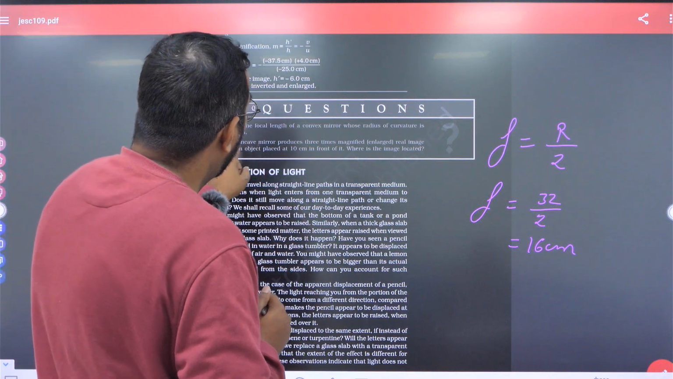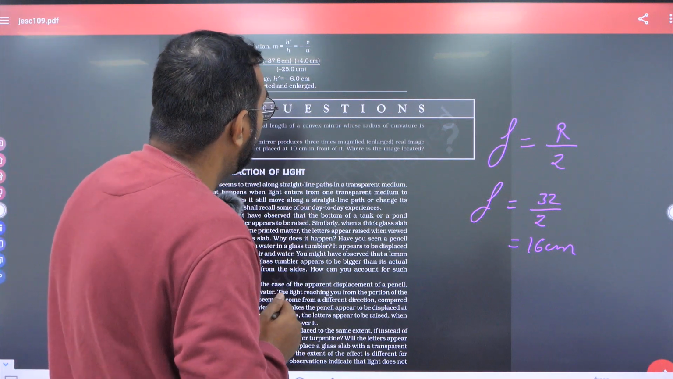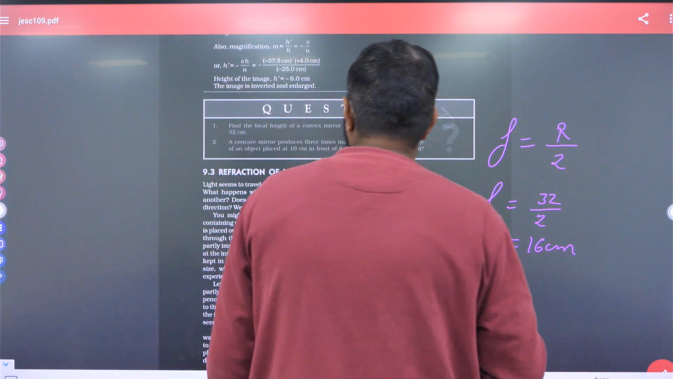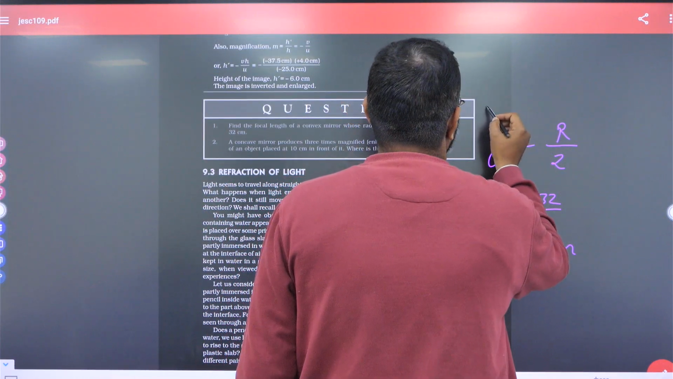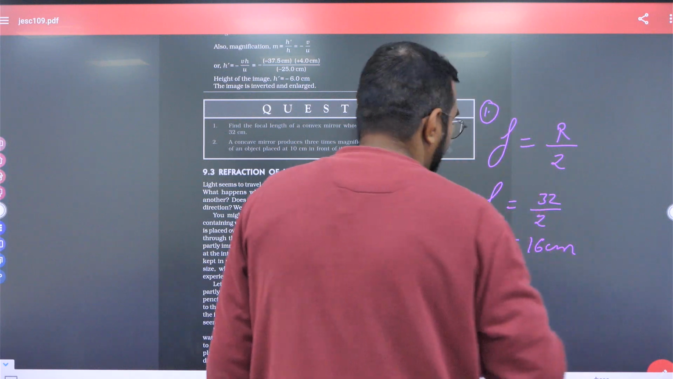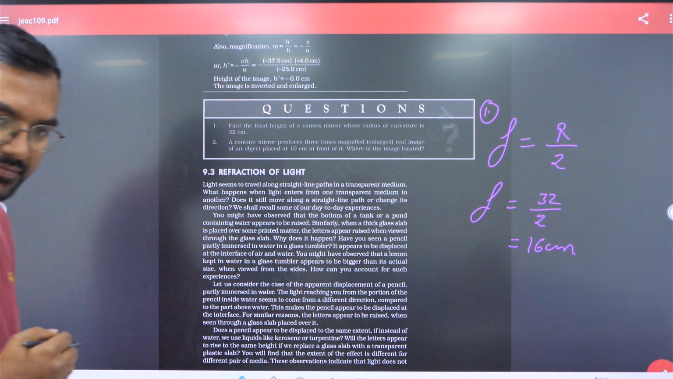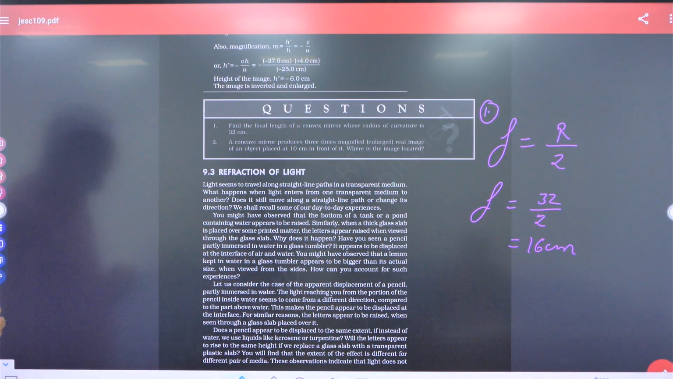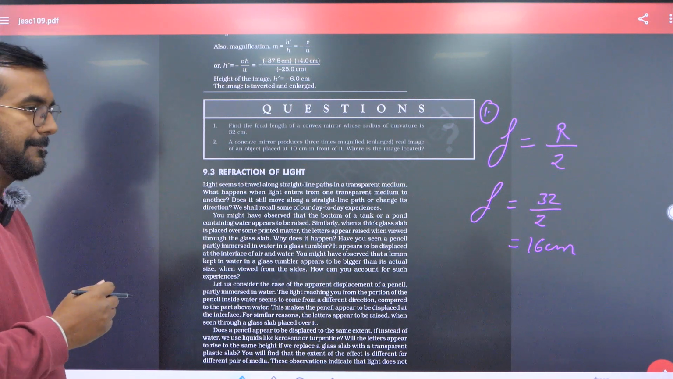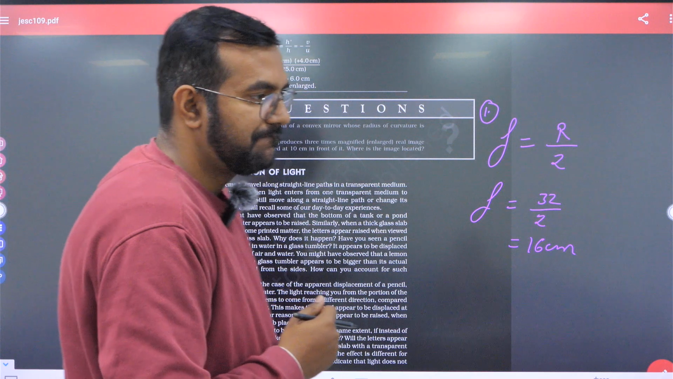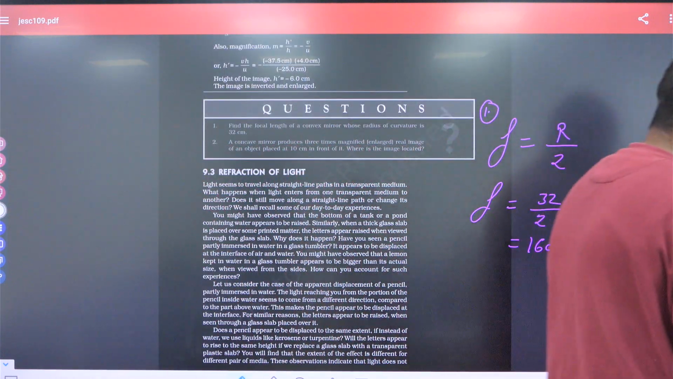Now a concave mirror produces 3 times magnified real image of an object placed 10 centimeter in front of it. Where is the image located? Can you find it? Second one. Yes, the concave mirror, 3 times magnified. Magnification is 3 times.